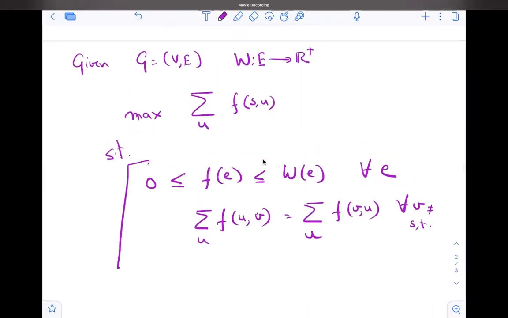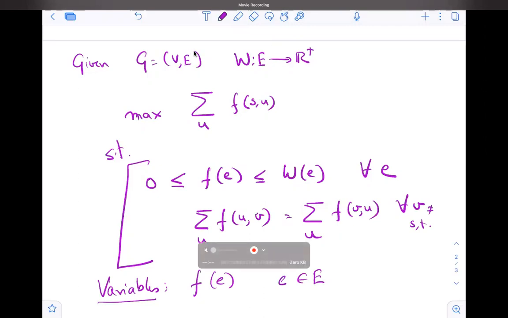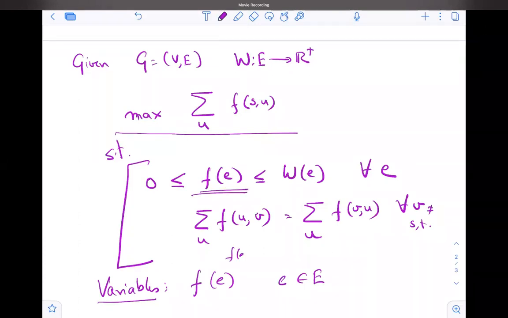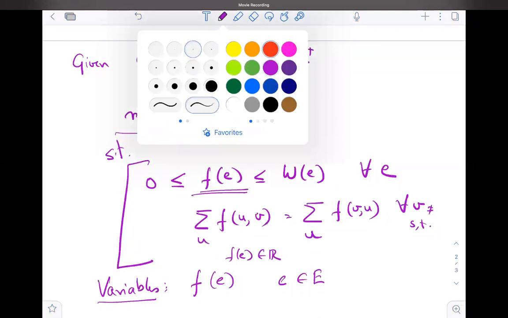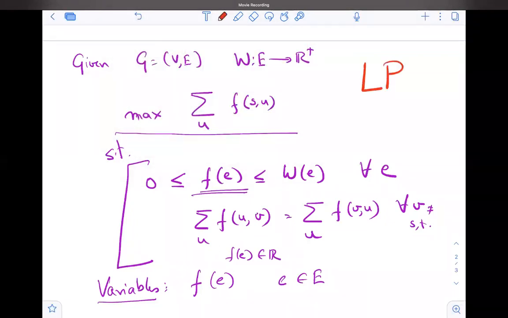This is nothing but a set of linear constraints. What are the variables here? The functions, f's, meaning f of uv for all uv, and f of e for all e. So these are the variables. So this is a linear constraint, and you are maximizing this. And note that f's are just reals, right? So this is nothing but a linear programming instance.